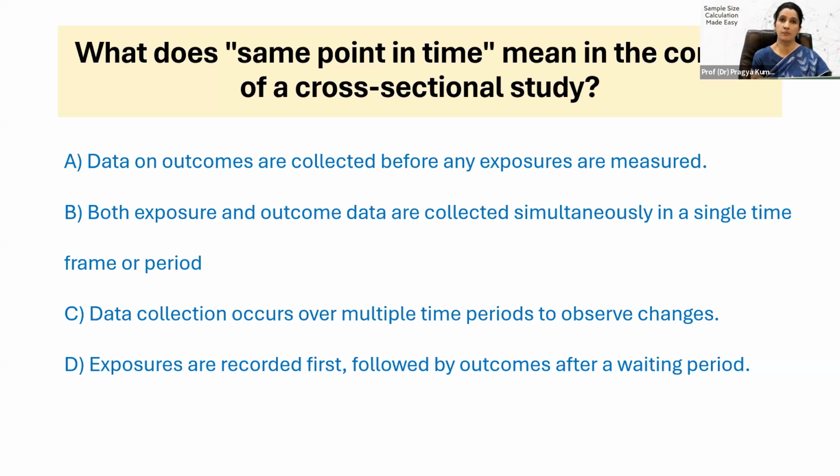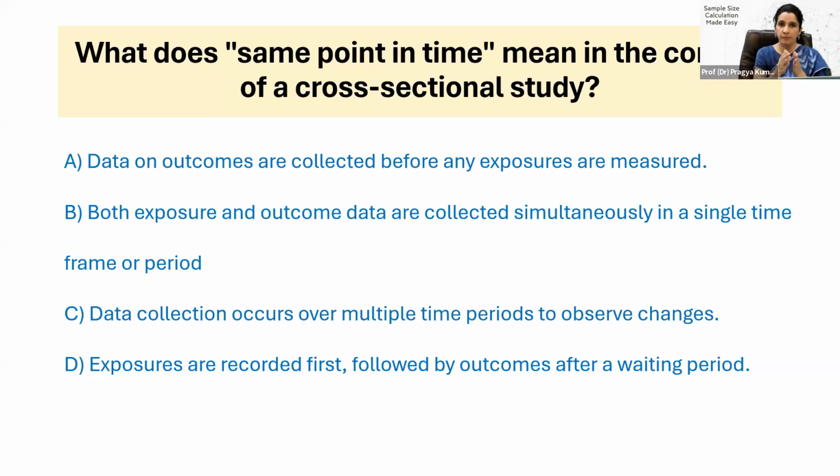Data on outcome are collected before any exposures are measured. Both exposure and outcome data are collected simultaneously. Data collection occurs over multiple time periods to observe changes. Exposures are recorded first, followed by outcome. So the answer, most of you are writing B, that we are collecting both simultaneously at a single time point. Yes, you all are right. But I'll tell you a few examples. Many times I have seen researchers thinking, because I will recruit one individual today and then I will recruit the other individual tomorrow.